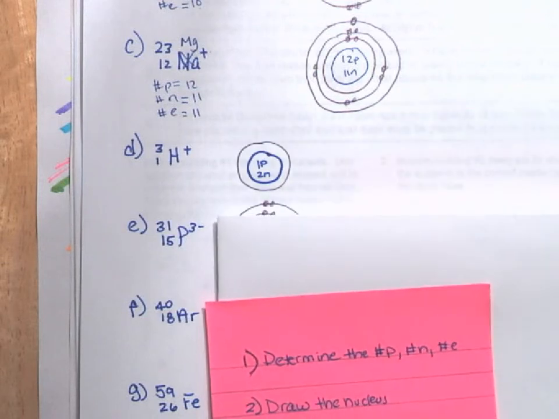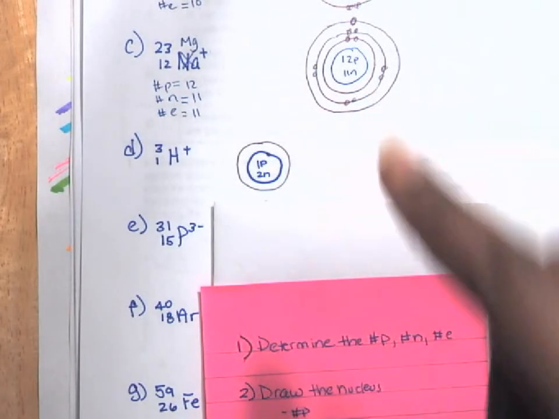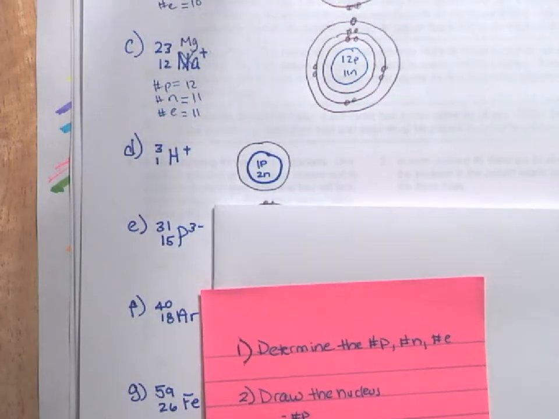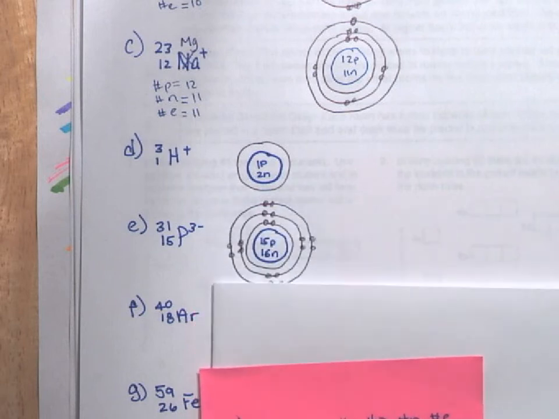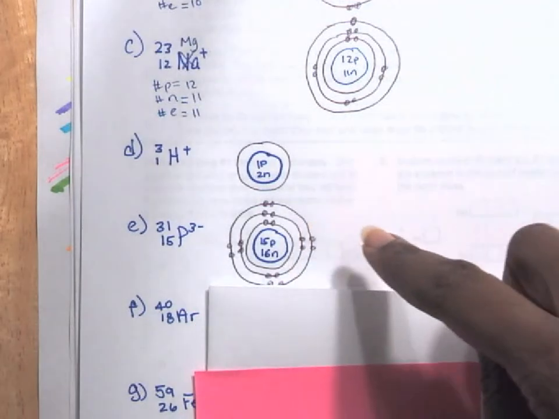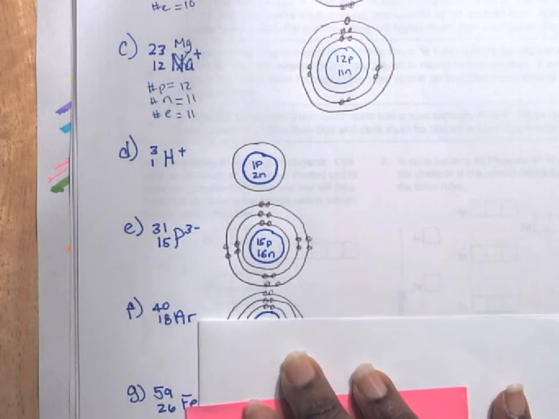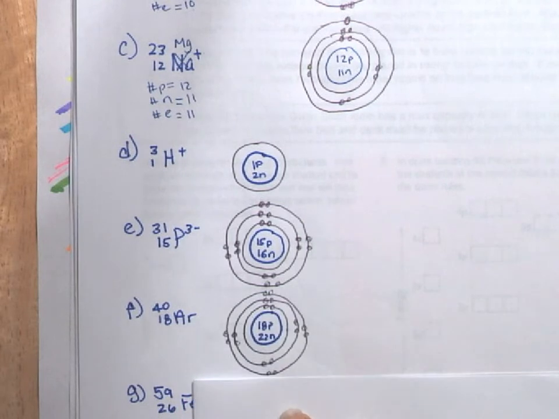Okay, so here's what you should have for the first one. Notice that that one doesn't have an electron in the shell there because we removed the 1 electron. That's what you have for the second one. 2 in the first shell and 8 in the second and third shell. The next one looks similar, 2 in the first shell and then 8 in the second and third shell.